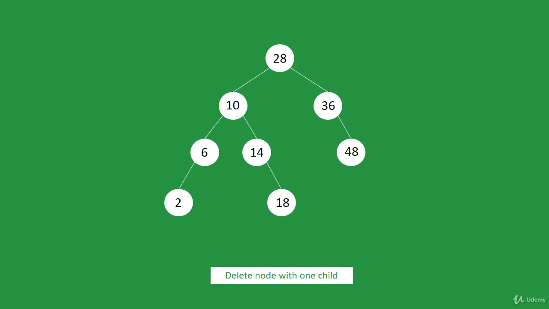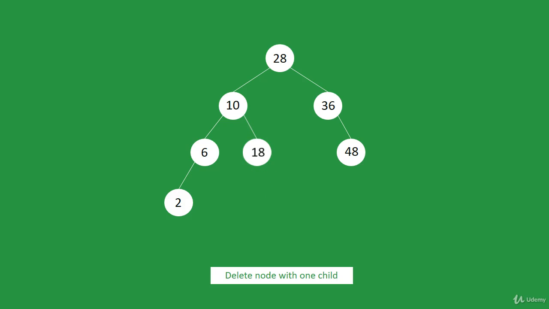The second case is that the node we want to delete has one child. Let's try to delete 14. We find 14 and as you can see it has only a right child. This is also pretty simple. We just set the pointer from the parent of the node that we want to delete to its only child. In this example, we set the right child of 10 to 18.